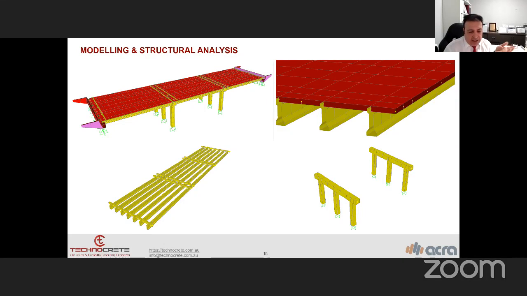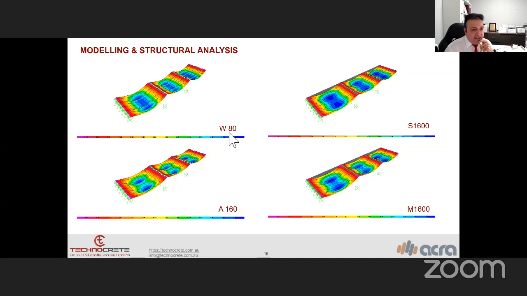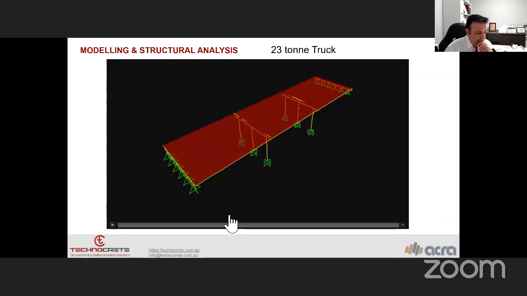under the exposed loading based on AS 5100. Then this is the outcome after the loading for different types of vehicles. You can see the different deflection in our deck. And I have prepared a very short video for the 23-ton truck, and then we will see the 68-ton. Then we can see the deflection and the effect of the dynamic loading of vehicles with the speed which we have on that road.